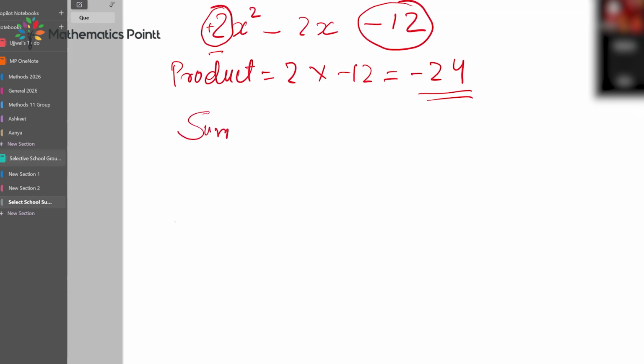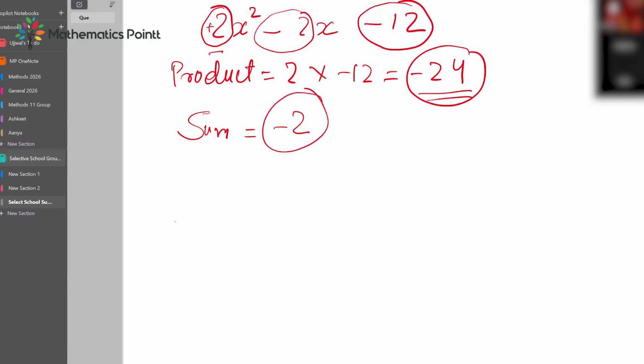And I'm after sum equals negative 2. Give me a pair of numbers which can give me a product of negative 24 and a sum of negative 2. Negative 6 and 4. Nirvi, did you get it? I'm calling you out. Did you get it? Good. Negative 6 and 4.